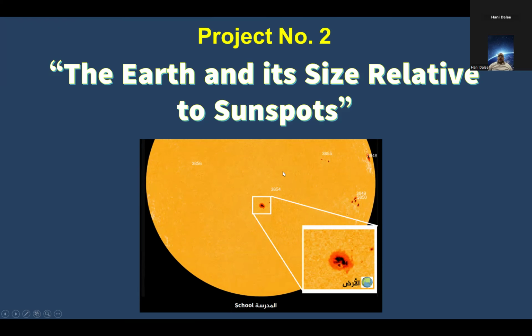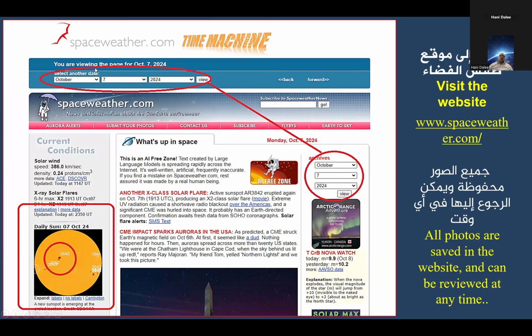This is our project. So what we are going to do is go back to spaceweather.com. It is free online software. Actually, it's not software, it is a website. So when you enter the date here and ask it for view, it will show you the disk or the photo of the sun on that day. You can go back 24 years till 2001. And when you use this table here, this screen will appear after that.